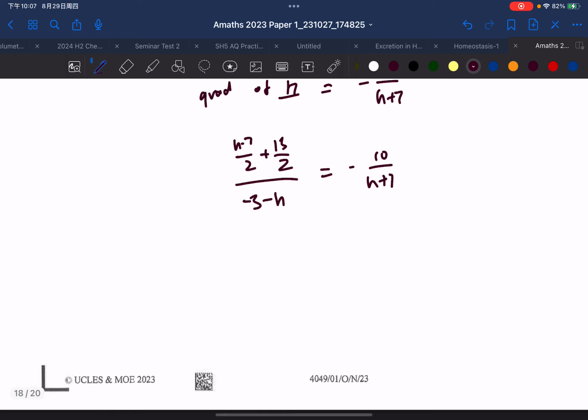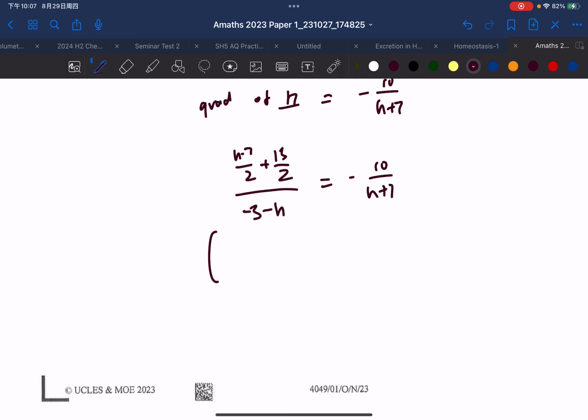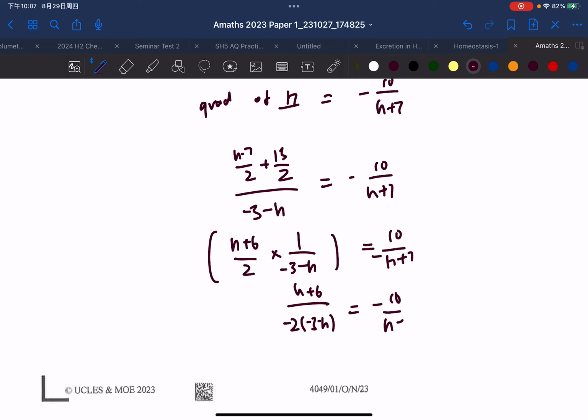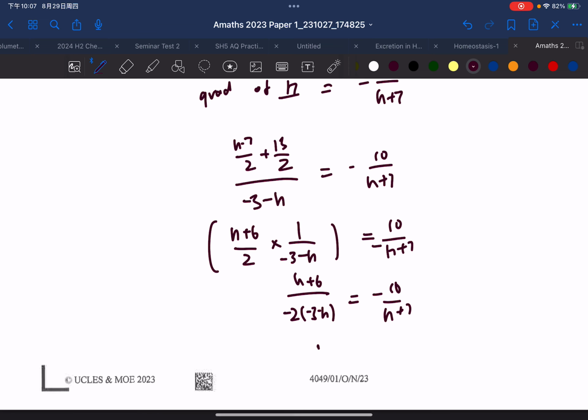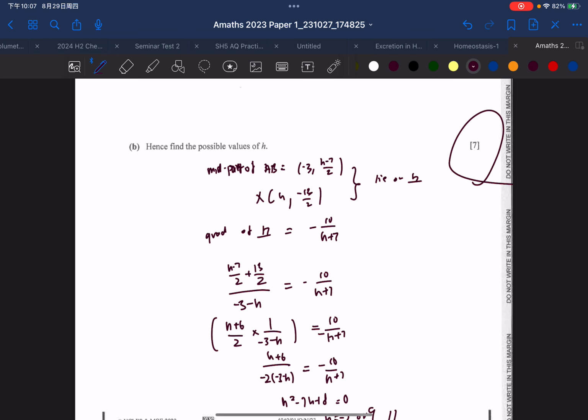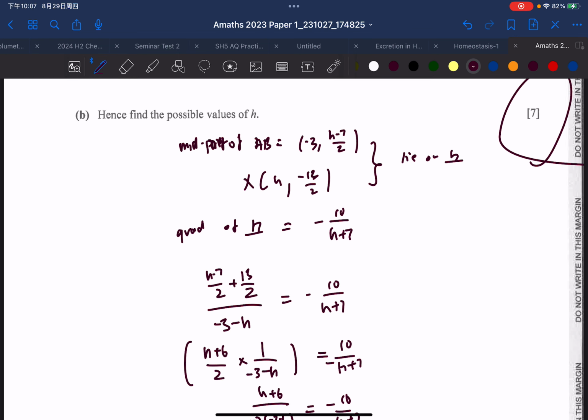So after I manipulate, you should be getting this. So h plus 6 over -2 equals this. So with cross multiplication, we'll get a quadratic equation of this. And h will be equal to either -2 or 9. Can you imagine this is 7 marks? Why is it 7 marks?